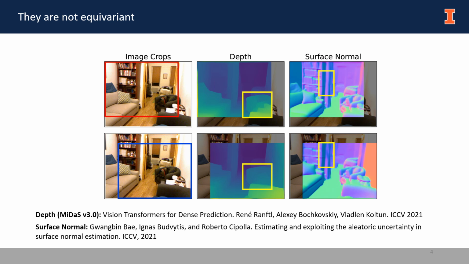The same issue occurs with surface normal predictors. If I take two image crops of this left image and feed them into either a depth or surface normal prediction network, the outputs have structural inconsistencies highlighted in the yellow boxes.